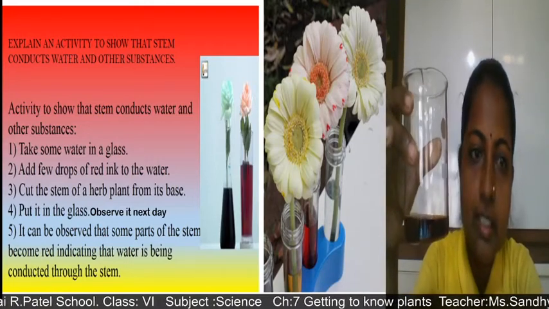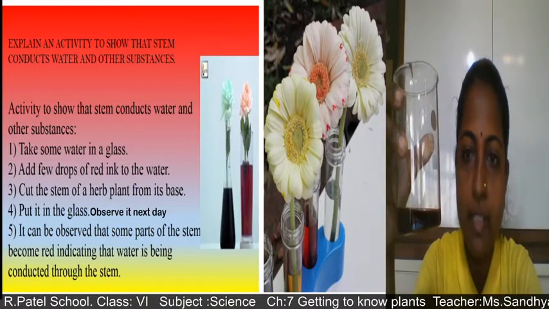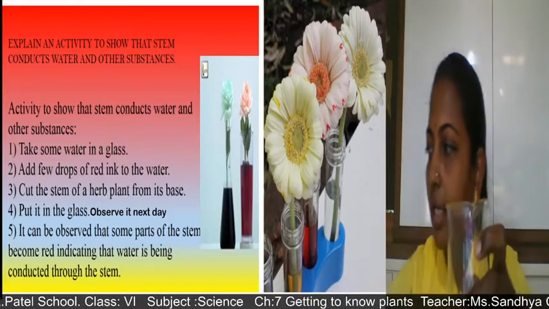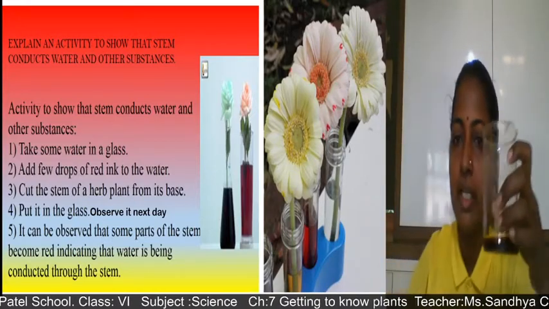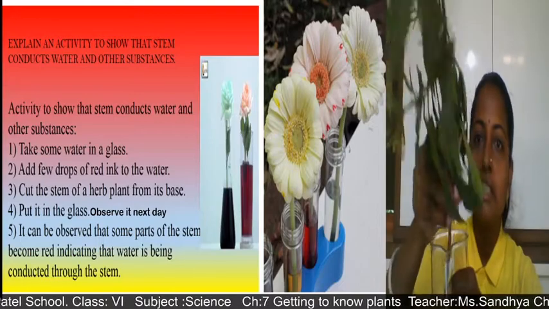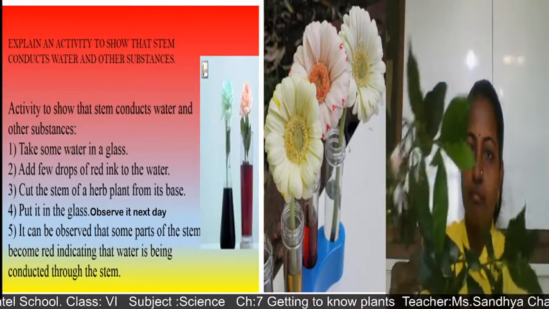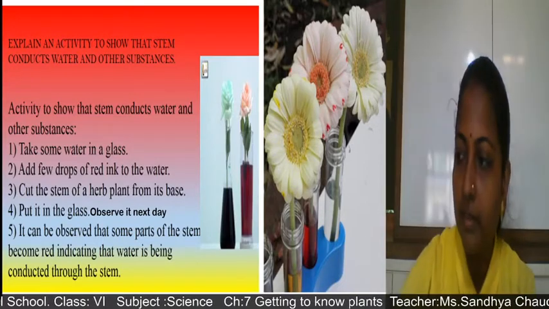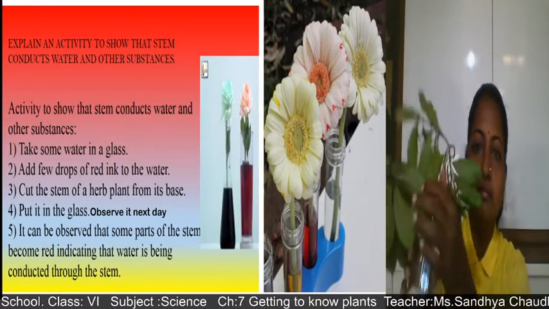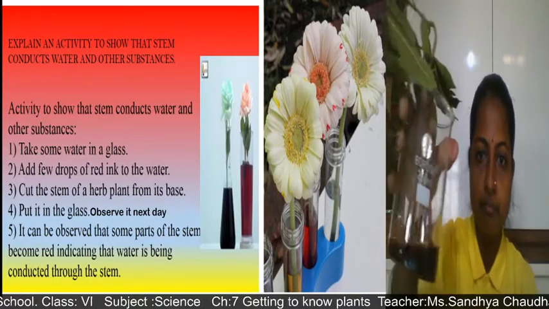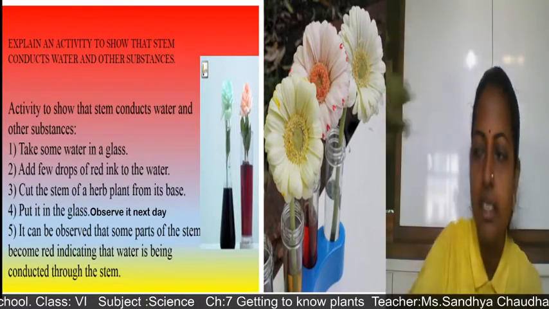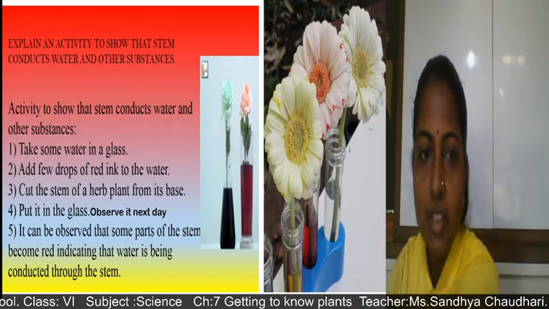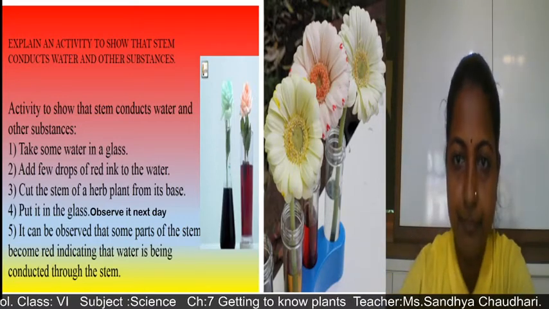Now cut the stem of a herb plant from its base. That means you have to take any one branch of a herb plant and keep it inside the red ink water. Immerse that stem inside the red ink. Now after putting it into the glass, observe it the next day.